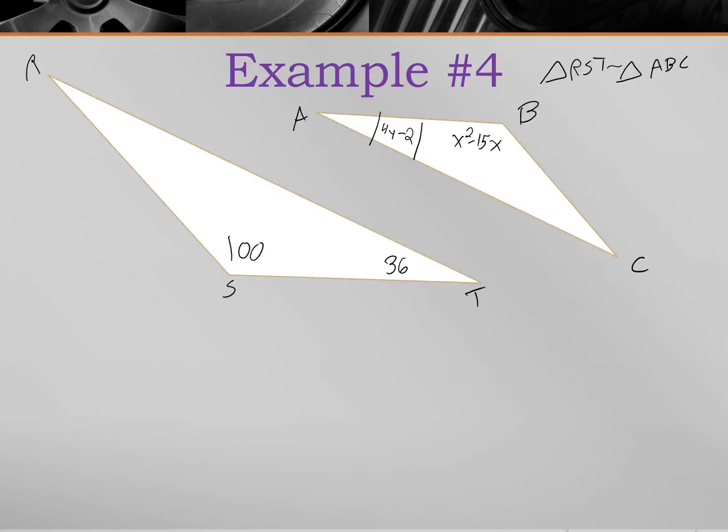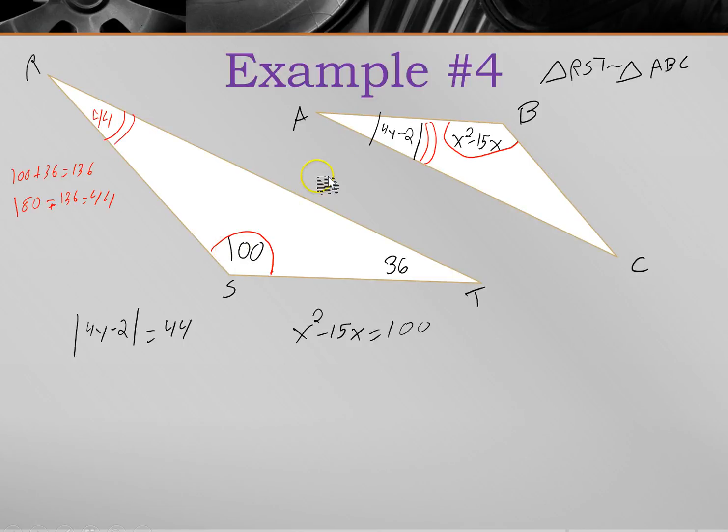Alright, last example, we have these two triangles, where we're told triangle RST is similar to triangle ABC. Again, we have our y and our x. So set up your two equations just so you can solve for what they are. Then unpause the video to verify you have the correct equations, and then go ahead and solve.